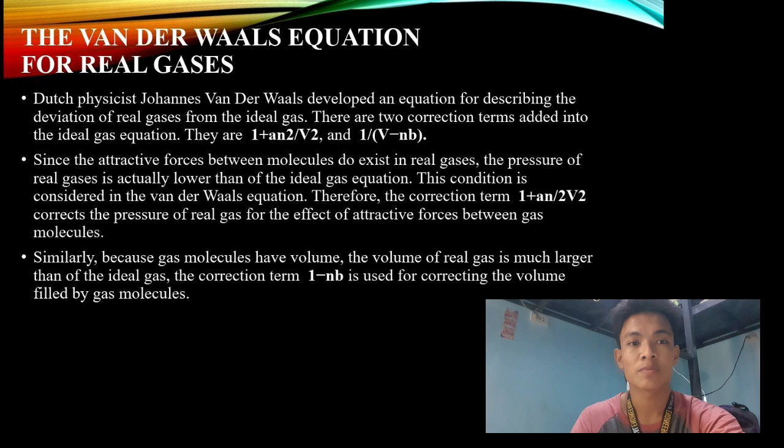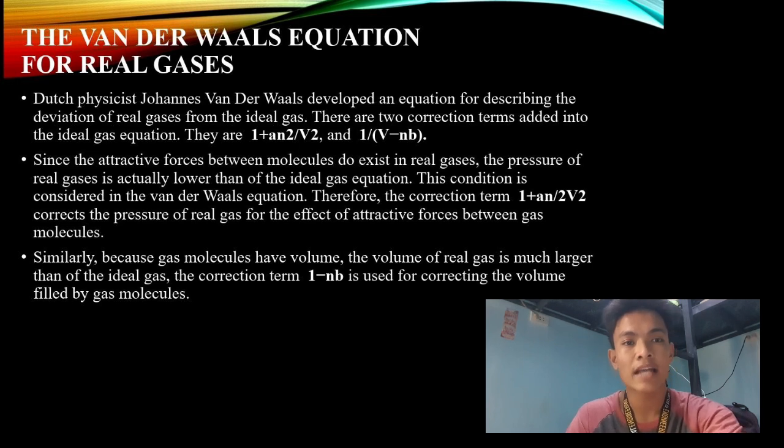Since the attractive forces between molecules do exist in real gases, the pressure of real gases is actually lower than that of the ideal gas equation. This condition is considered in the van der Waals equation. Therefore, the correction term is 1 plus an squared over V squared. It corrects the pressure of real gas for the effect of attractive forces between gas molecules.